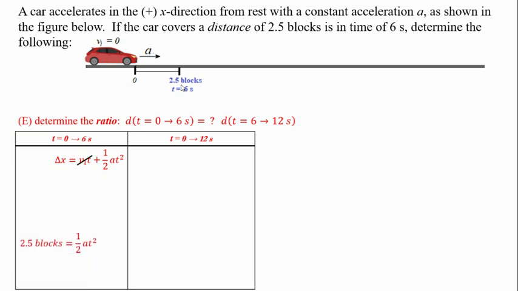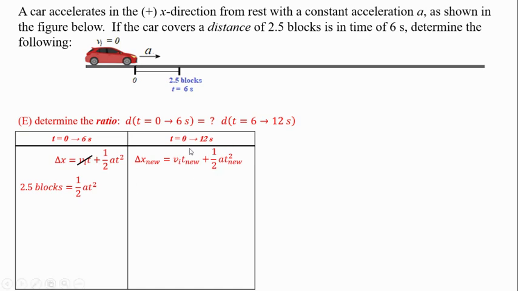Okay, but I went ahead and set up for you just in case you need it. Delta x equals VIT plus 1/2 AT squared. VI cancels out because it's 0. Therefore, 1/2 AT squared is simply going to equal 2.5 blocks. Well, let's set up the right side.